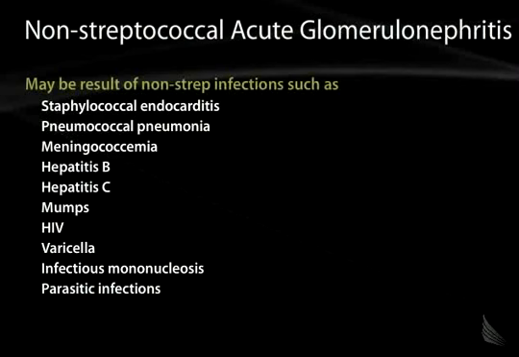Now, it's not only streptococcal infections that can cause this type of acute glomerulonephritis. You can see it in a host of infections that are listed here. The etiology, or the pathophysiology, is the same. It's just that the etiologic agent may be different. And these are called non-streptococcal acute glomerulonephritis.